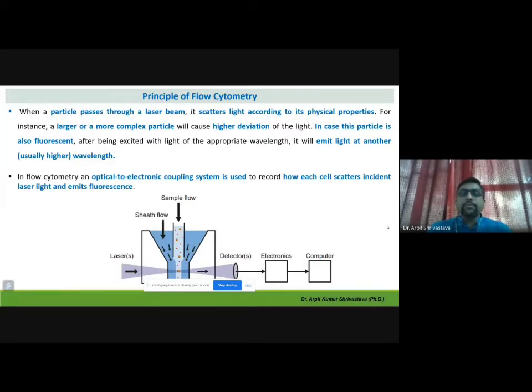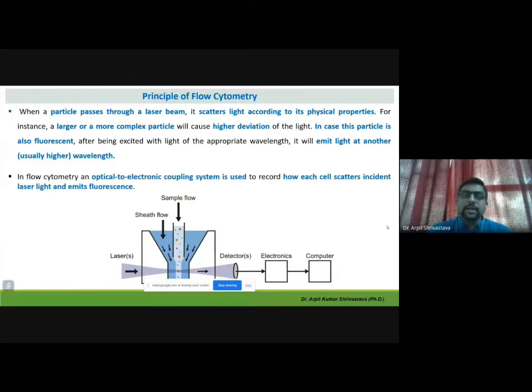What is the principle of flow cytometry? It's a basic principle, but it's cleanly described here. It is what happens when a particle passes through a laser beam, as you can see in the diagrammatic representation. When a particle passes through the laser beam, it scatters light according to its physical property.